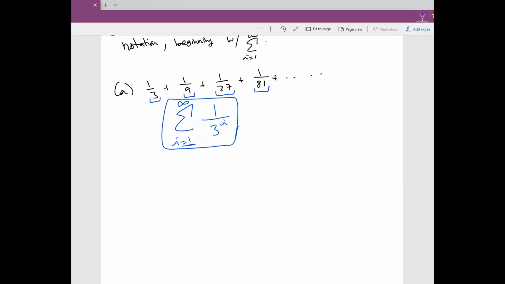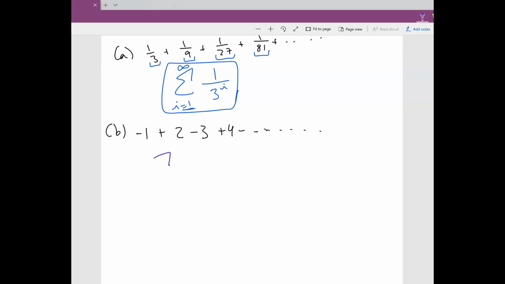Okay, now let's do another problem. Let's say we had -1 plus 2 minus 3 plus 4 minus, and so on and so forth. First let's start off with the sum where i goes from 1 to infinity. The first thing I see is that I get the numbers 1, 2, 3, 4. That's perfect because it starts with 1, then 2, then 3, then 4. So that's just going to be i. Because if I plug in 1, I get 1. If I plug in 2, I get 2. If I plug in 3, I get 3. If I plug in 4, I get 4. So it's just i.